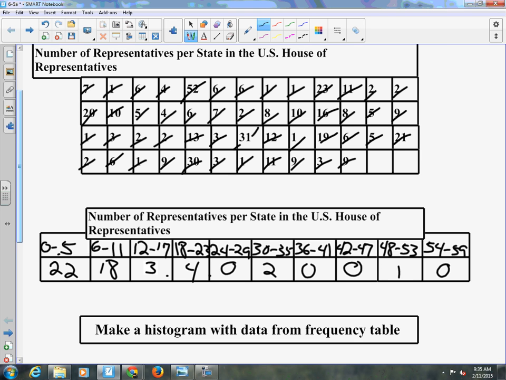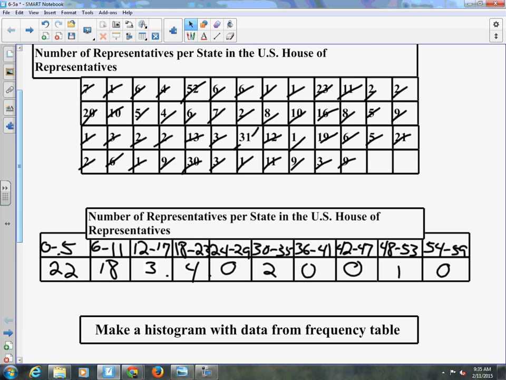So now we have our frequency table. We have 22 states. This means 22 states have between 0 and 5 representatives, because this is number of representatives per state. 18 states have between 6 and 11 representatives. 3 states have between 12 and 17. 4 states have between 18 and 23. 0 have those. 2 have that many. 0, 0, and 1 has between 48 and 53. So this is a way to look at the data.